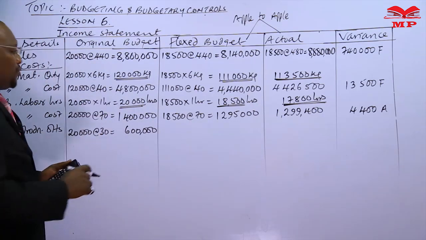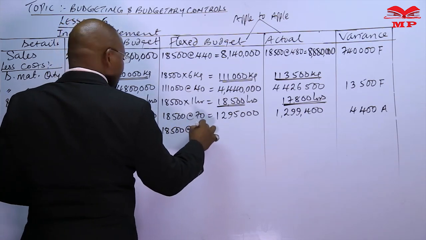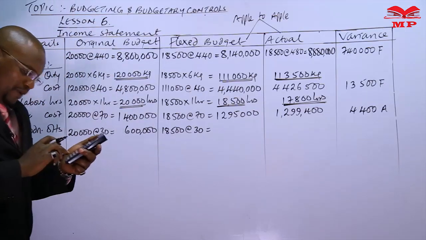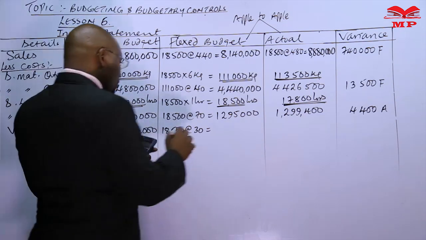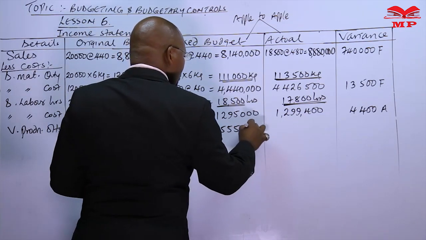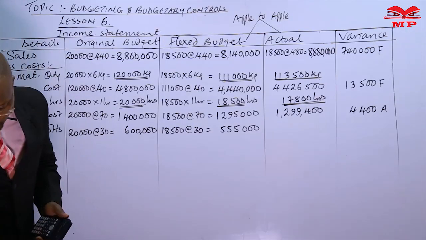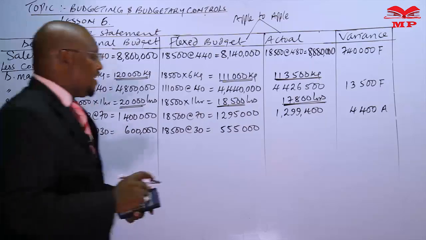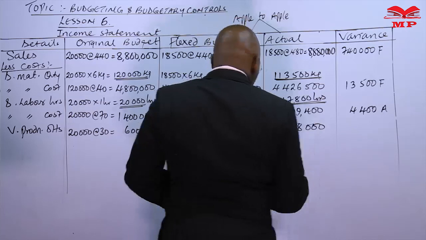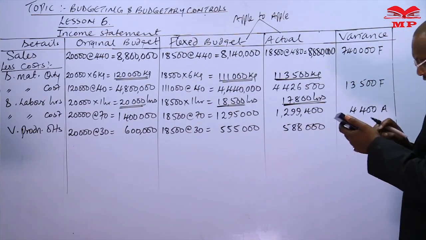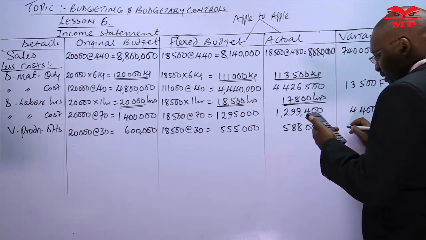But in the flexible budget, we were to produce 18,500, but now at 30 shillings. How much money is this that we have to spend? 18,500 multiplied by 30 shillings is actually 555,000. That's what we should have spent. But how much did we spend? Actually, in note number 5, we spent a total of 588,000. As we do the comparison, we compare the 555 and the 588. That tells us we have overspent by 33,000.